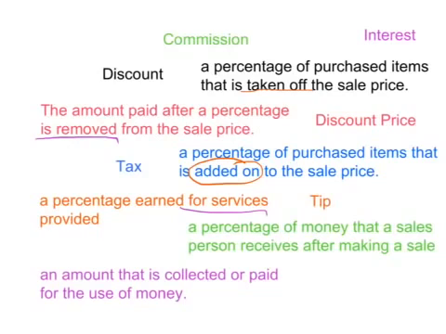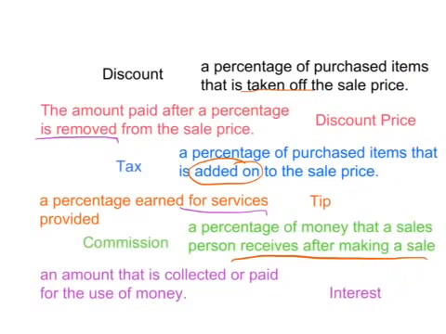Okay, another key term or vocabulary word, commission. This is the percentage of money that a salesperson receives after making a sale. So the key words here, receives after making a sale. Unlike a tip where you will get a service, a commission is when someone has actually purchased some item, such as a home or a car. Next and final vocabulary term, interest. Interest is an amount that is collected or paid for the use of money or borrowing money.